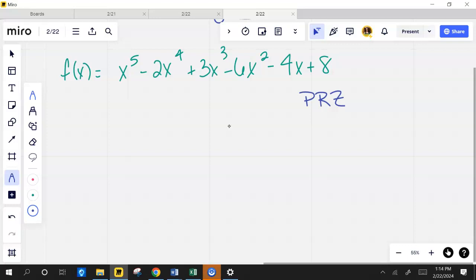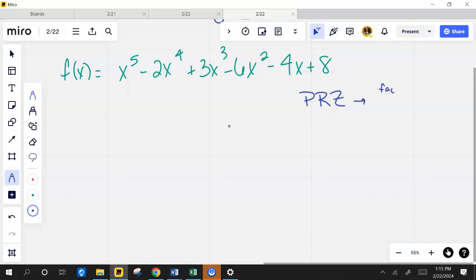It's the PRZ. PRZs are possible rational zeros. And tell me this. Where do I get this list of possibilities? Divide what? Everything what? Divide all over.